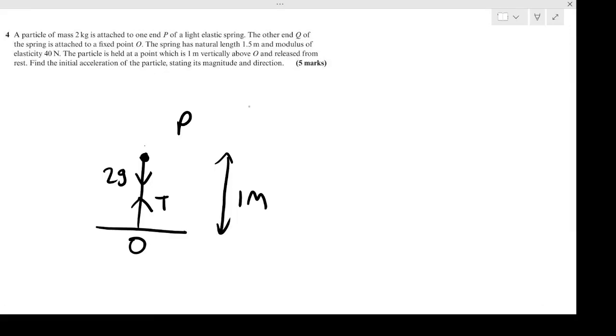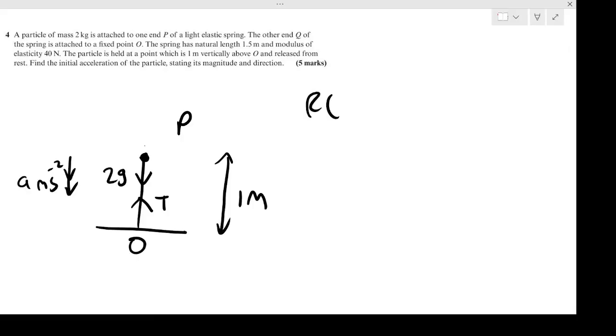Lastly, we need to consider the acceleration of the particle. You might look at this and think the particle's going to drop down. Let's work with that. Let's say the acceleration is acting downwards. I don't know for definite, but I can confirm if it's true or not at the end of my answer. So let's work with that.